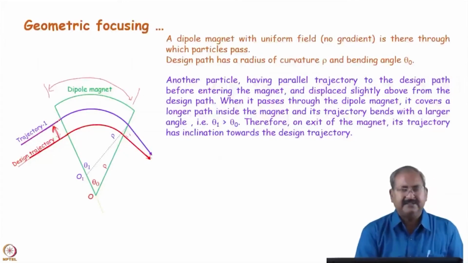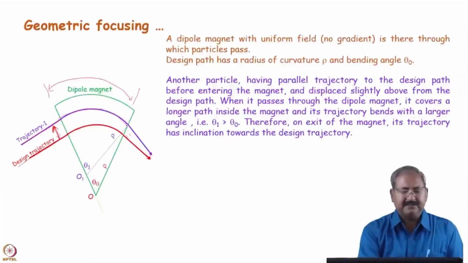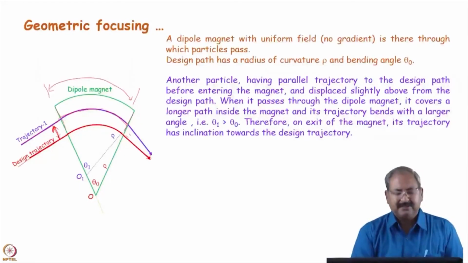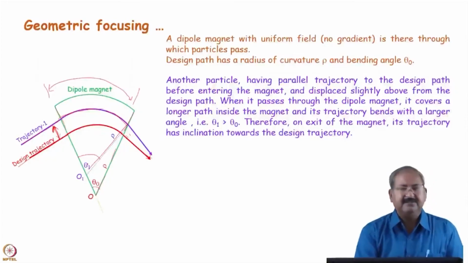When it enters the dipolar magnetic field, it covers a larger path because it is on the larger side of the magnet, so it covers a larger path inside the magnetic field. And if it covers a larger path inside the magnetic field compared to the design path, it has a larger bending angle. This θ1 is the bending angle for this trajectory, and this θ0 is the bending angle for the design trajectory. So θ1 will be larger than θ0. This means that after exiting the dipole magnet, this trajectory will come towards the design trajectory.